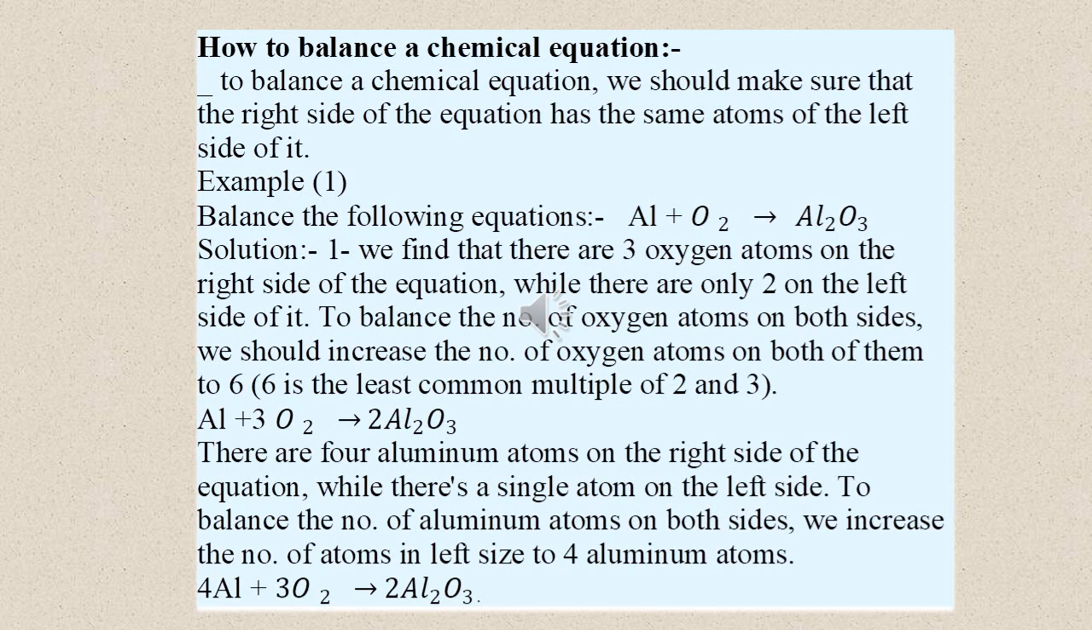In the product, O3, and in the reactant, O2. When I put 3 in the reactants of O2, it will be 6 atoms of oxygen. So I put 2 in the products to make the number of oxygen 6 on both sides. When I put 2 in the product, the number of aluminum will be 4. So I'll put 4 in the aluminum of the reactants to get a balanced equation.